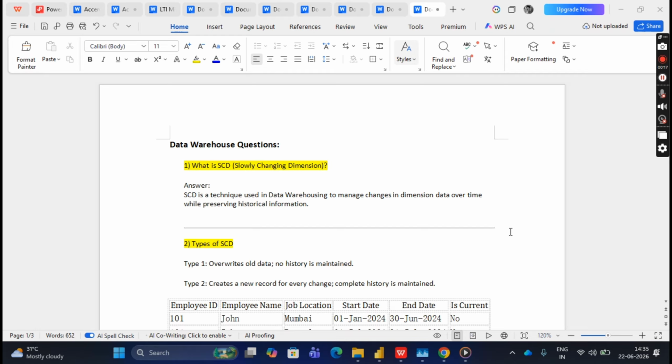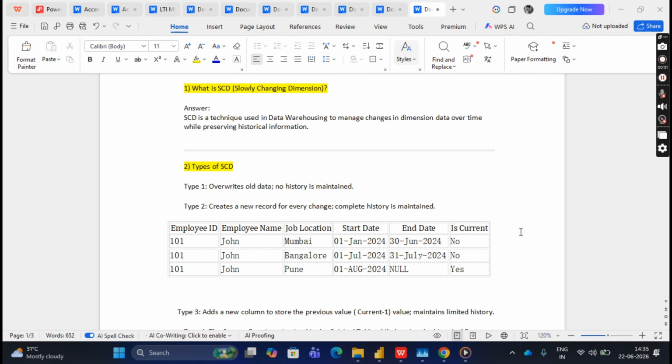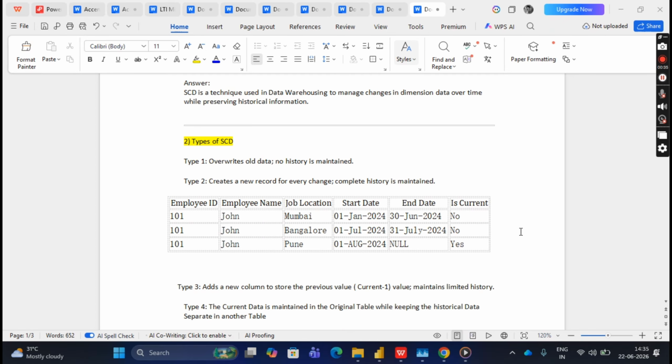You should start like, there is type 1, type 2, type 3 and type 4. And there are two other types, that is type 5, type 6, which we normally do not use. And then you should start explaining each of the types in one single line. So what does type 1 do? It overwrites old data and no history is maintained. Then for type 2, you will explain like, it creates a new record for every change. And here the complete history is maintained.